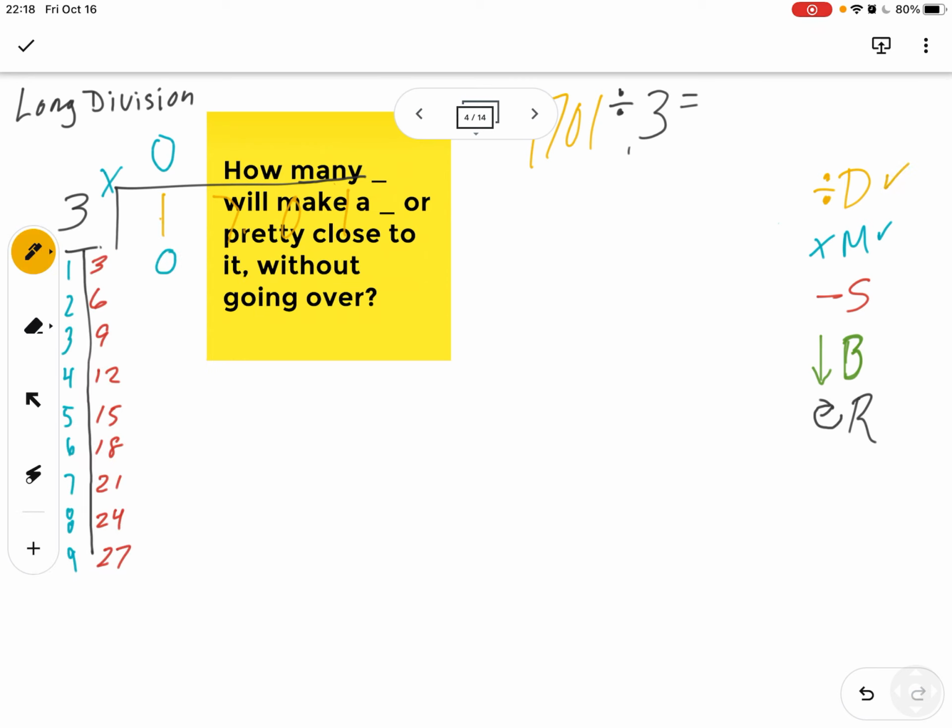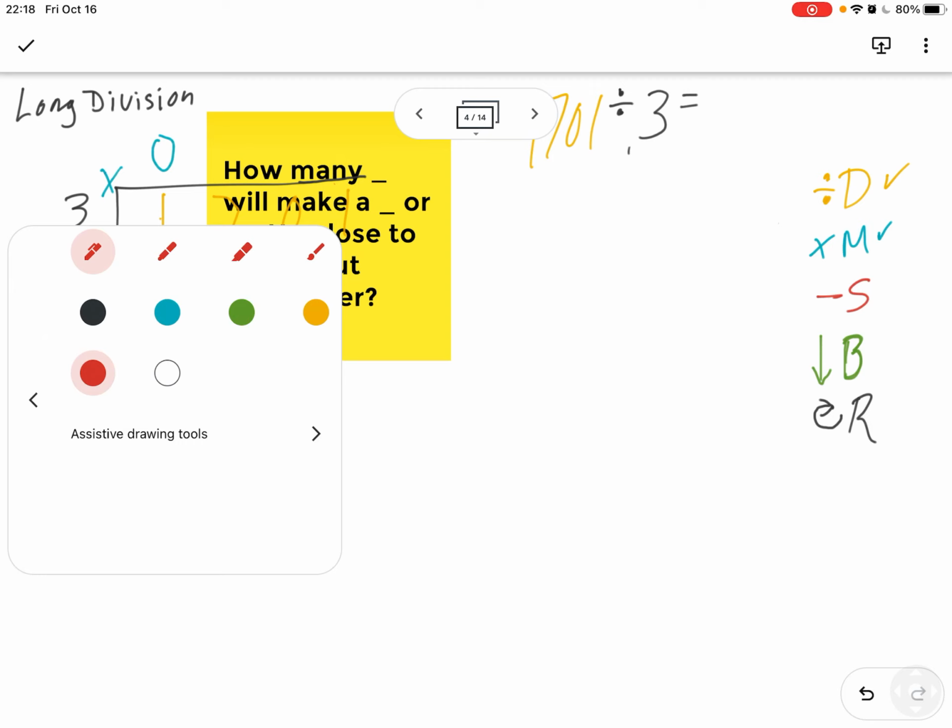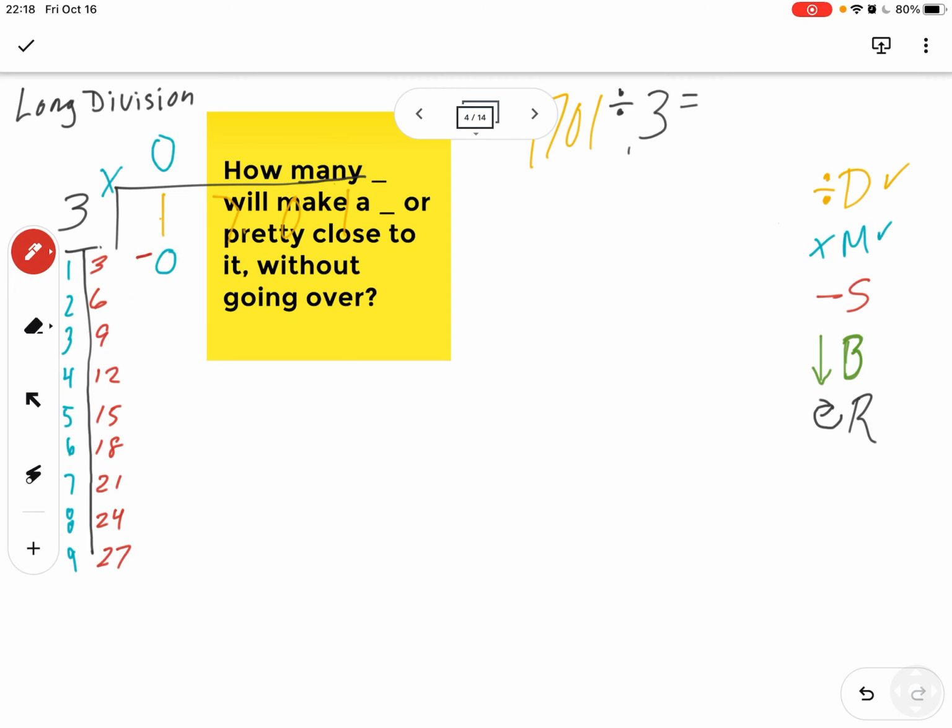Now, my next step is to subtract. I put my answer on the bottom so that I'm ready to subtract. 1 minus 0 is just a 1. Finish my subtraction step. Next step is to bring down my next digit.